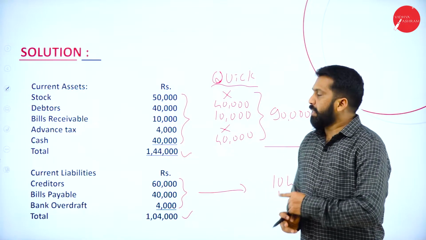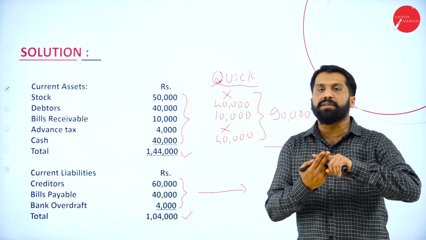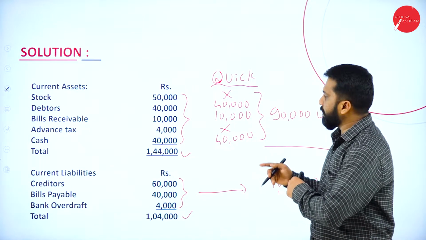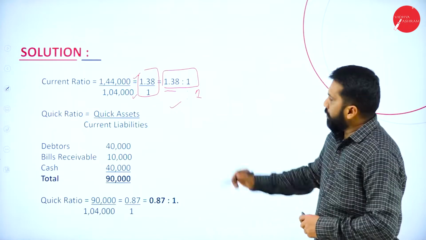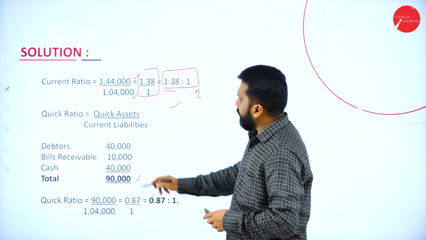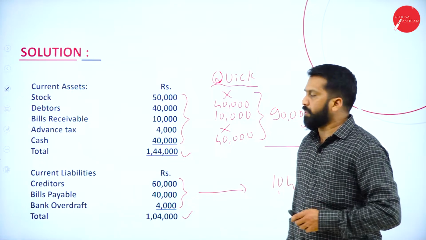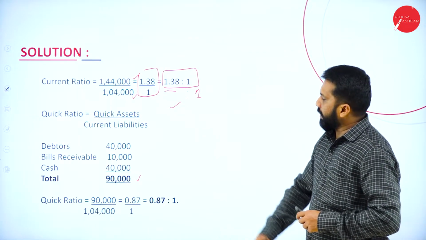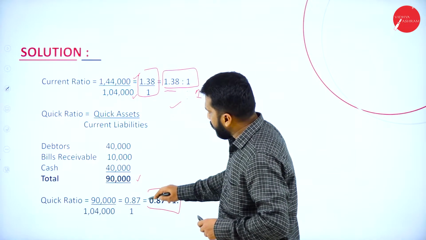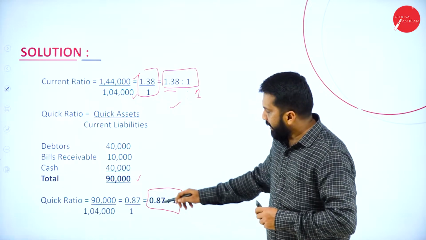Hope you understood. In the quick asset, only two things we have to eliminate or remove. If you remove those, current asset will become quick asset. Your quick asset, how much you got? 90,000. As per our calculation, we got 90,000. Similarly, we did. So 90,000 divided by 1,04,000, your answer is 0.87:1.